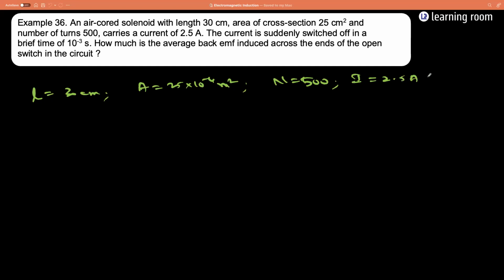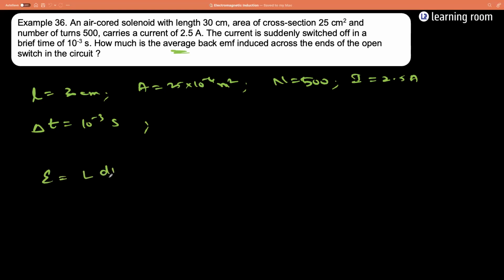Okay, we'll write and see. So what did they ask? Air cooled, so length is 30 centimeter. Area of cross section is equal to 25 × 10^-4 meter square. Number of turns is 500. Carries a current of 2.5 ampere. The current is suddenly switched off in brief time, so change in time is 10^-3 seconds. How much is the average back EMF induced across the ends?